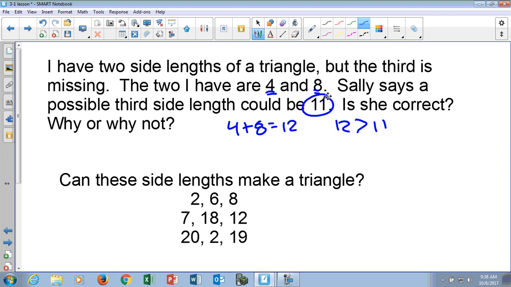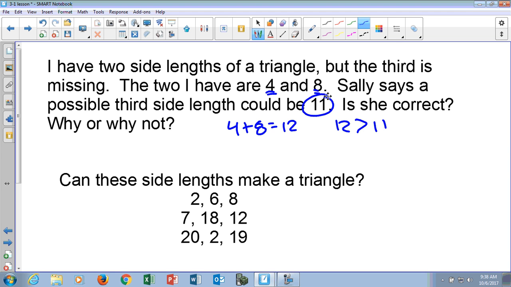Okay, it could be 11. It could be 10. Obviously, it can't be less than what number? This side can't be less than what number? 8, right? If it's 7, that's not the longest side anymore, is it? Okay, does that make sense?